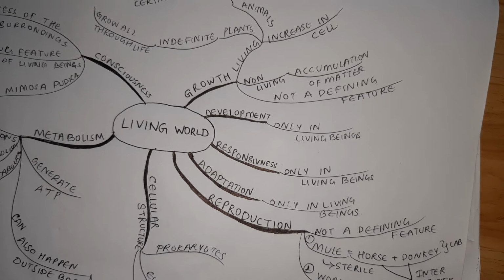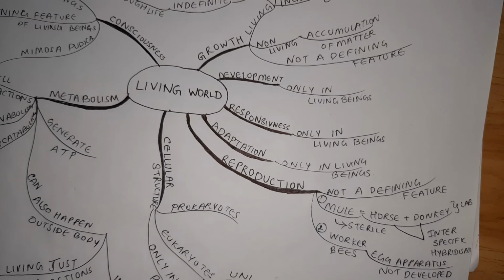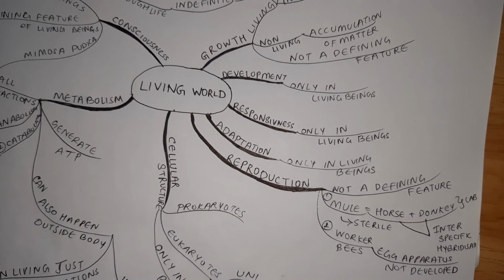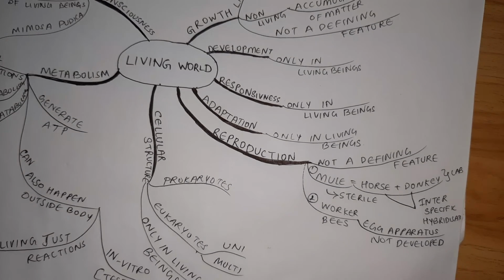Development, this happens only in living beings. Living beings develop. Responsiveness, it is also only in living beings. It is a defining feature of living beings because only living beings respond to their environment and react to it. Next, we have adaptation. This can also be seen only in living beings. Living beings adapt to the changes in their environment. Reproduction is not a defining feature because not all living organisms can reproduce.